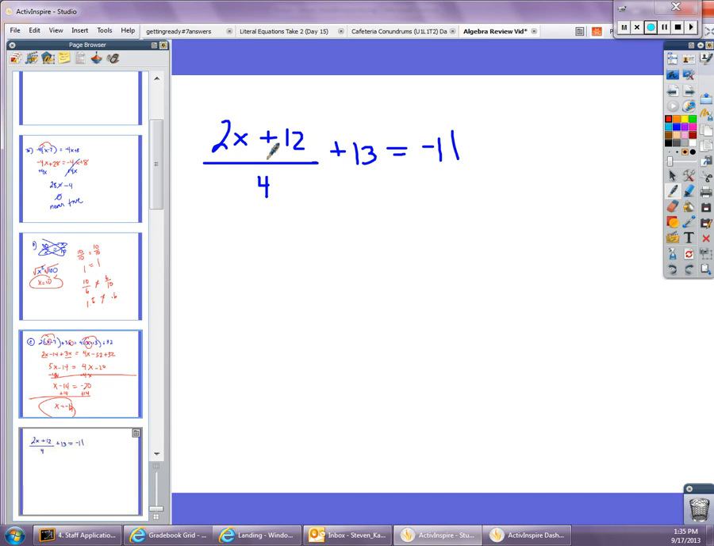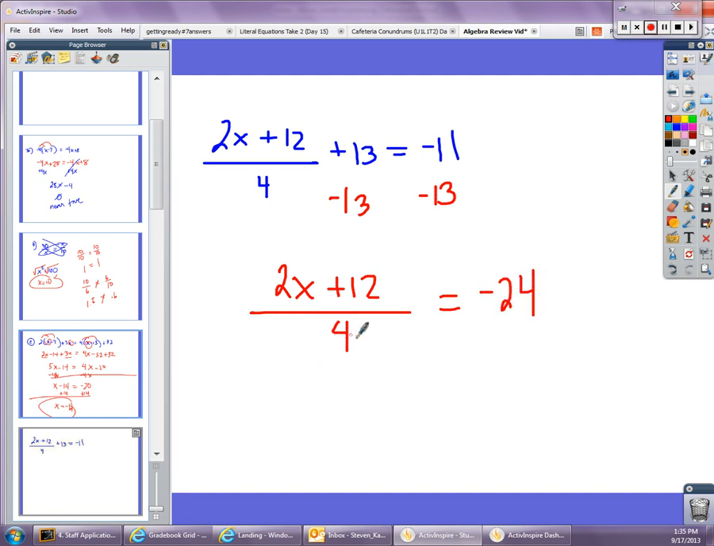Last one, before I get rid of this dividing by 4, I want to subtract this 13 on both sides so I don't have to multiply everything by 4. So now I'm left with 2x plus 12 over 4 is equal to -11 minus 13, which is -24. You could divide both these numbers by 4. You would get 1/2 x here, and you'd get 3. But rather than that, I'm going to multiply both sides by 4 to get rid of it completely.